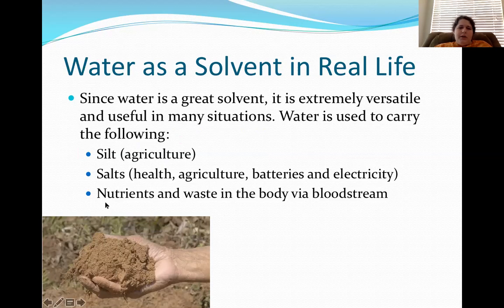In addition, water is also used to carry nutrients and waste around the body via the bloodstream. So most of blood is made up of water. And so that water helps to get a nice, smooth fluid pumping throughout the body that can carry nutrients like vitamins, minerals, oxygen, as well as waste products such as carbon dioxide to get throughout the body.